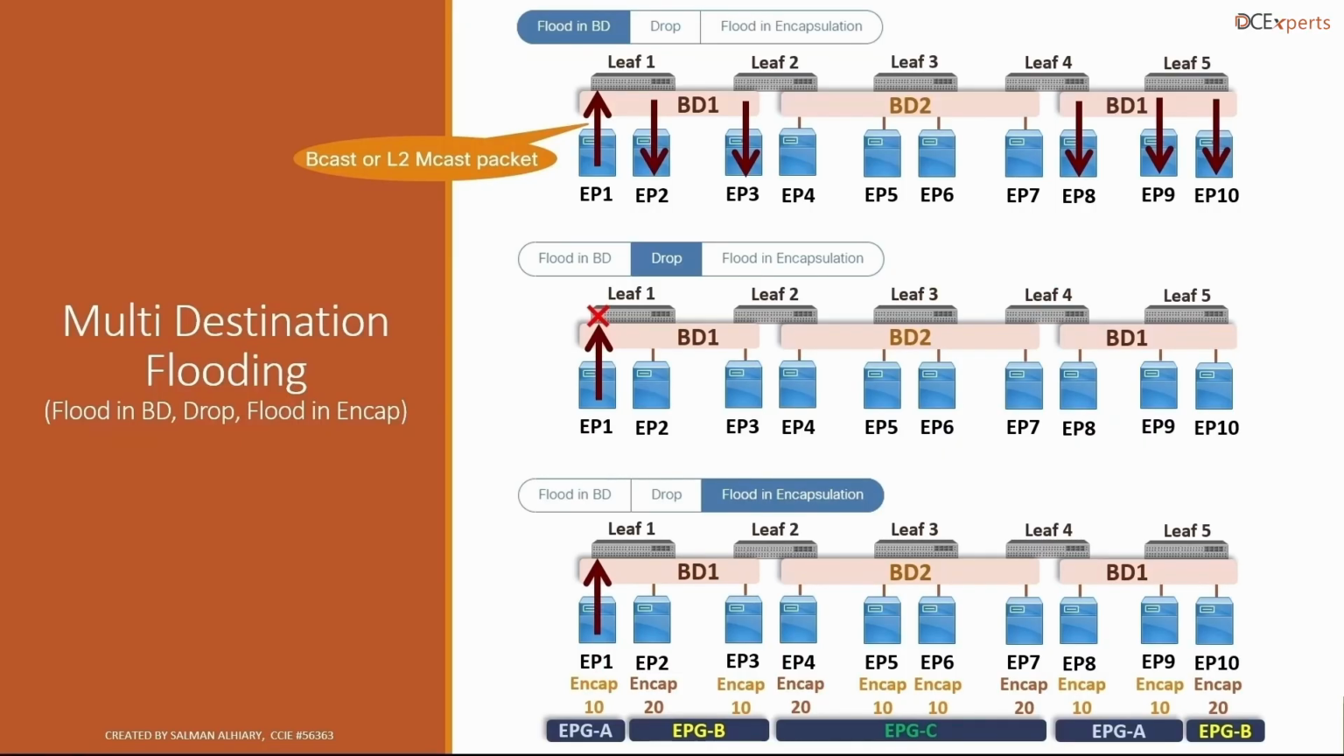Here in our figure, endpoint 1 sends a broadcast or layer 2 multicast packet to the ACI fabric. Since the incoming packet has a VLAN 10 Encap and the option is to flood in encapsulation, ACI floods this packet to only ports where the Encap VLAN is 10, regardless of the EPG. Note that none of the bridge domain 2 ports received any copy. Also, endpoint 3 received a copy although it belongs to EPG-B, which is different than the sender EPG-A. I would say if you don't have a need to change, you should keep the default flood in BD option.